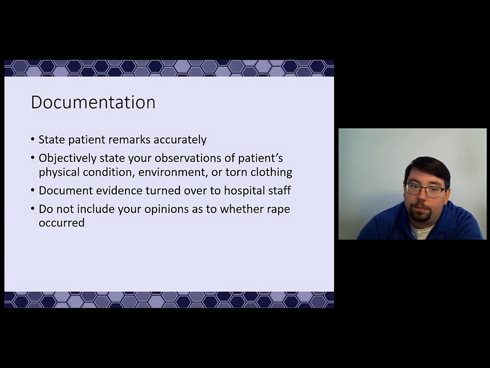Last part we look at is documentation, right? Documentation is really important. That's because we know that regardless of the case, there's legal considerations and ramifications that can come from sexual assault or even just from general gynecological emergencies. So anything that the patient states, we want to make sure is accurately documented in our patient care report. We want to objectively state what we observe, right? The patient's physical conditions, the environment, any torn clothing, document evidence that you turned over to the hospital staff, and then don't include your opinion, whether you believe rape had occurred or not. Just the facts is what we're shooting for.